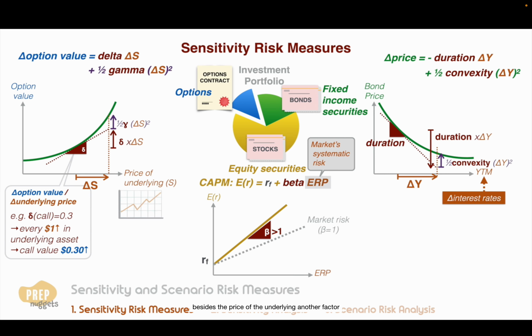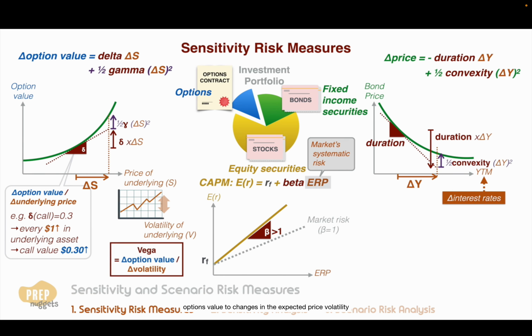Besides the price of the underlying, another factor that affects option values is the volatility of the underlying. Vega is a measure of the sensitivity of an option's value to changes in the expected price volatility of the underlying asset. Taken together, we can incorporate all three of these option risk measures in the following equation.